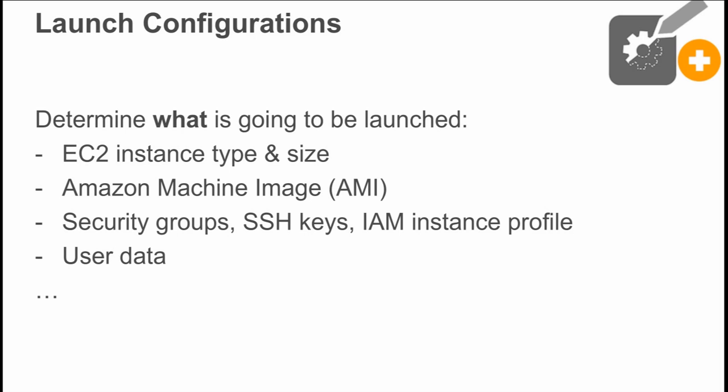And that includes parameters that EC2 needs, like the instance type and size, the machine image you wanted to use, and all the settings that you would need to launch an EC2 instance on your own, like security groups, which SSH keys to use, and an instance profile, which provides temporary credentials for the instance to interact with other AWS services. You can also set the user data, and that is very useful in the context of autoscaling.